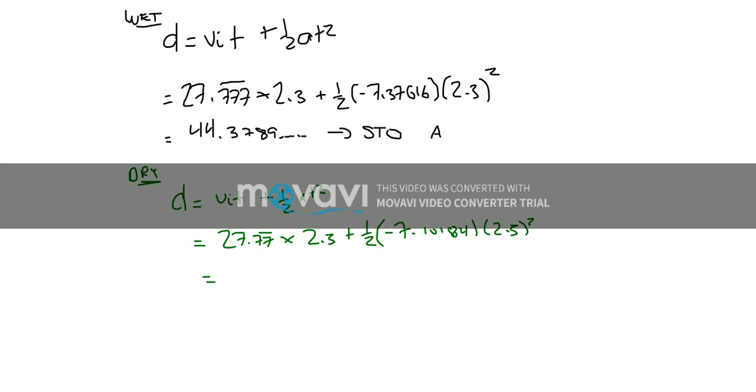And this time I got a stopping distance of 45.1045, and I'm going to store that as my answer B. Again, if you don't know how, just ask. If you have a graphing calculator, I should be able to show you how.